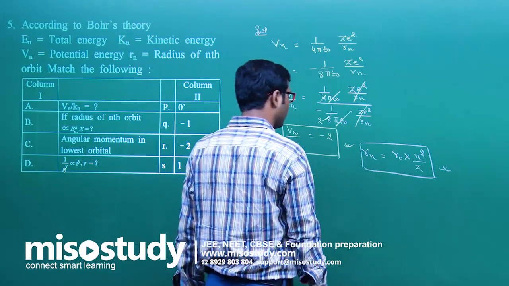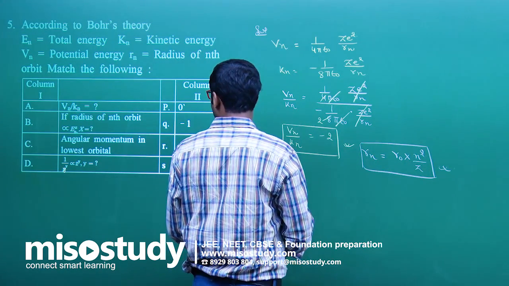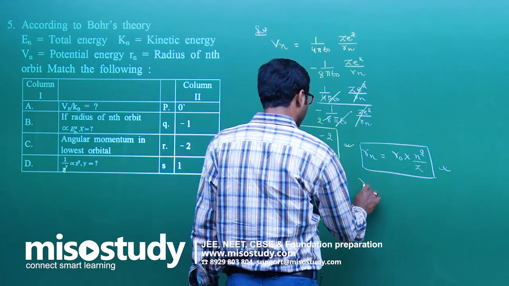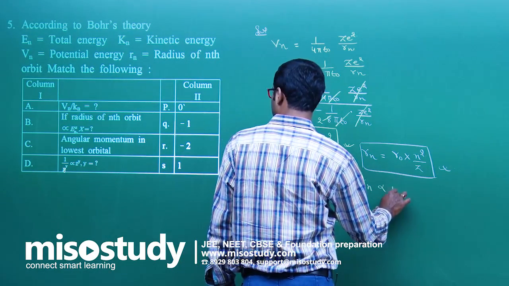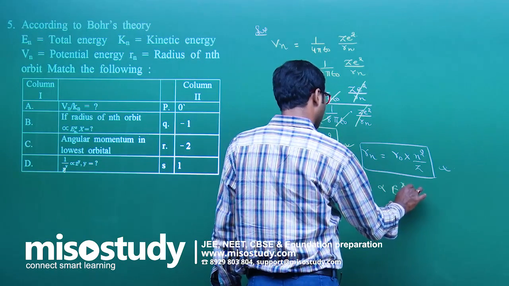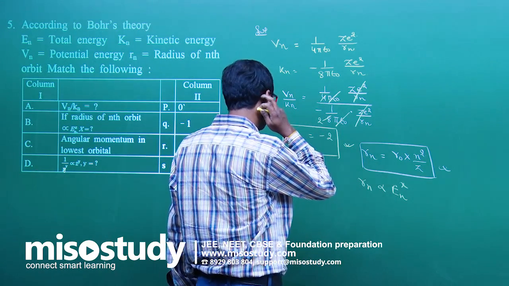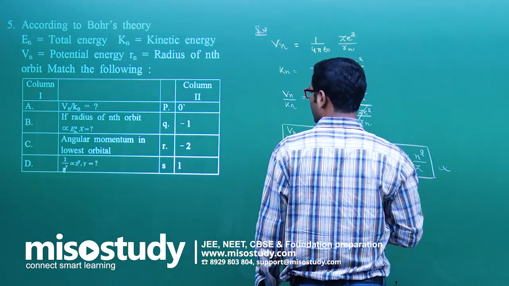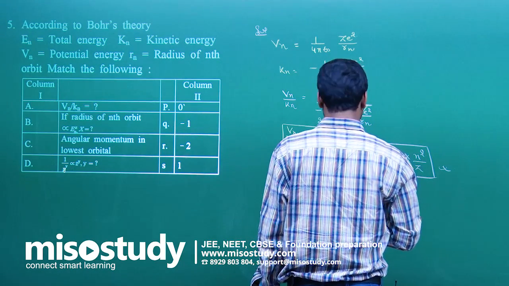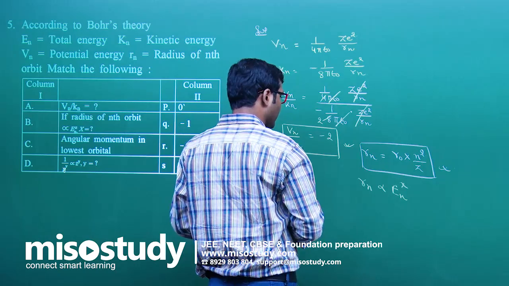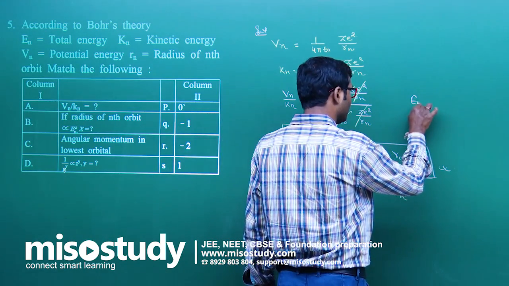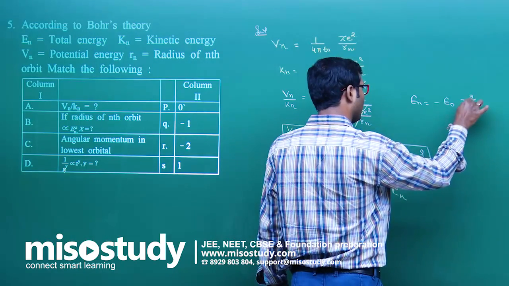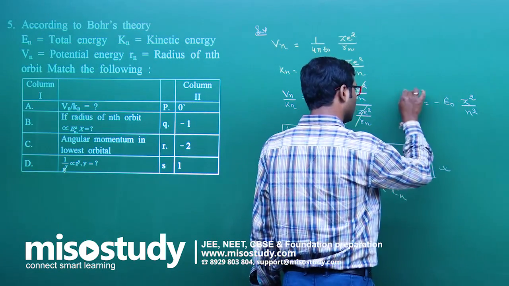Clear? What I am telling is Rn is equal to R naught. The radius of the nth orbit is directly proportional to En to the power x. That is given here. For the first, we know the option we have got is minus 2. We know En is equal to minus E naught Z square upon n square, like this.